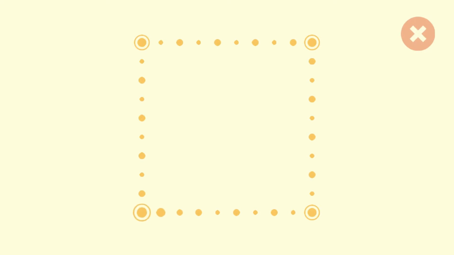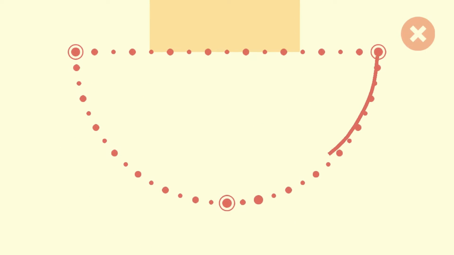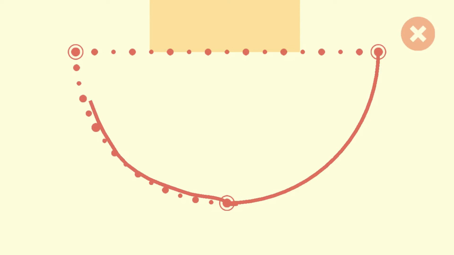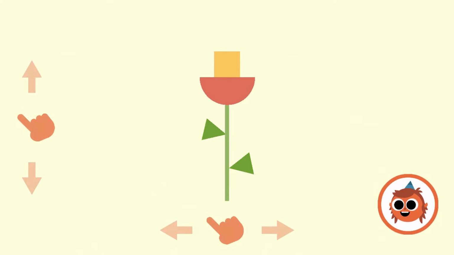Right, we're starting this one with a yellow square. Do you remember how to do it? Just trace along the lines, like this. One, two, three, four. Then it's a red semicircle. Oh look, we made a flower.